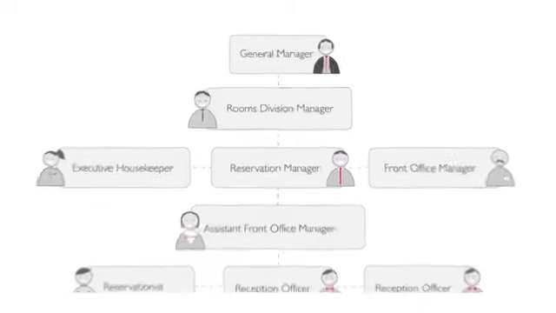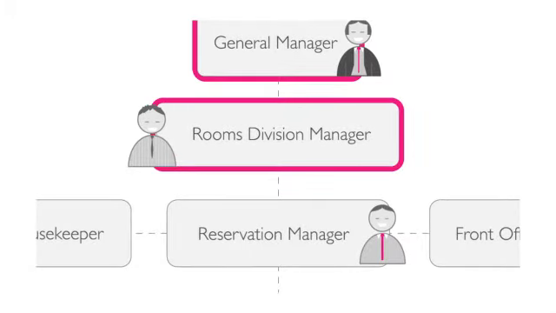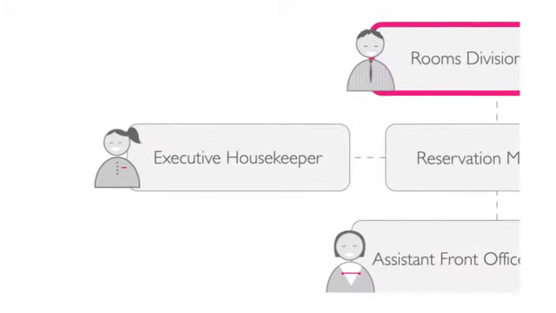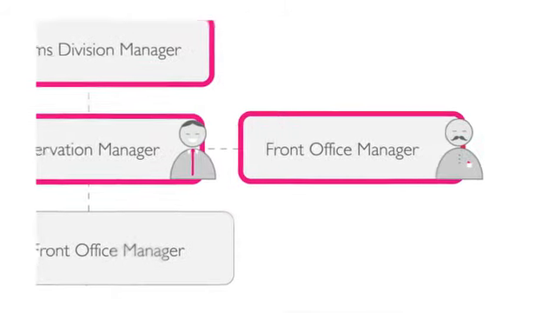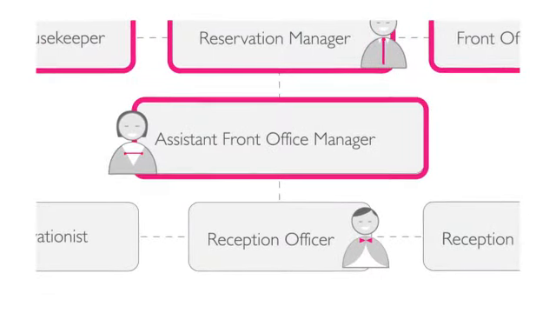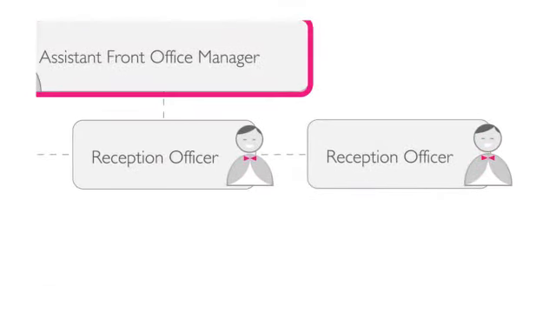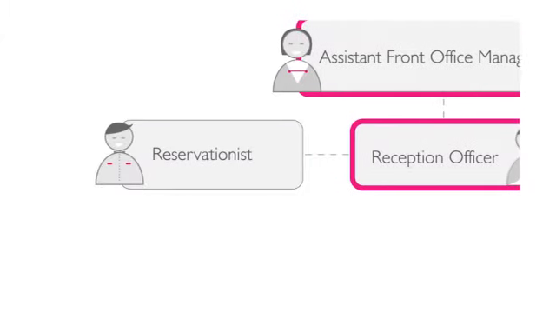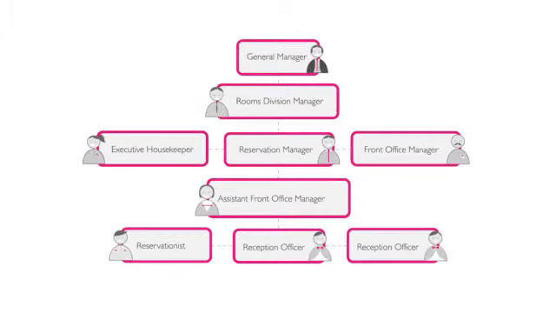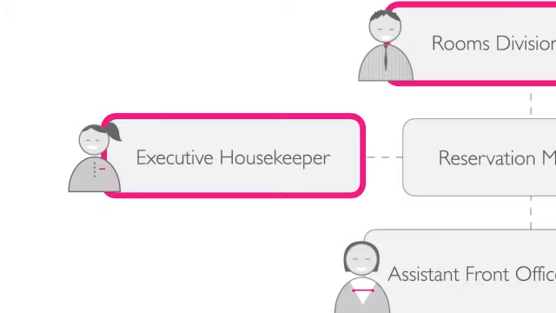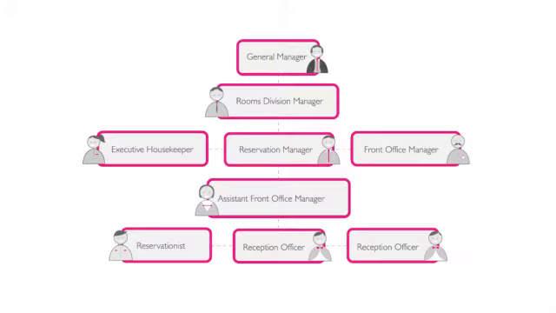You can clearly see here how the different positions within front office interlink with each other. When the relationships between the different positions in front office interlink correctly, the daily flow of the department will run smoothly throughout the day. You will notice that within the front office organizational chart, the housekeeping department is reflected too. We'll go into more detail about your relationship with housekeeping later on in the course.